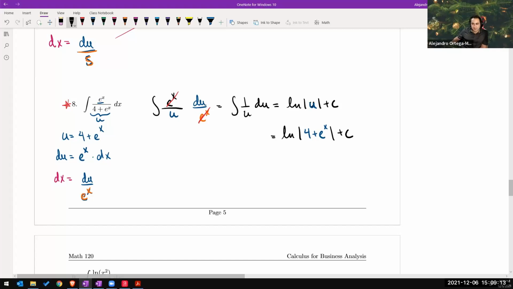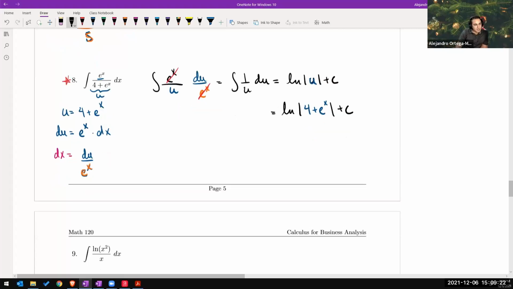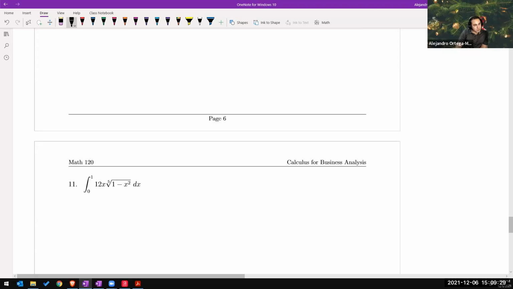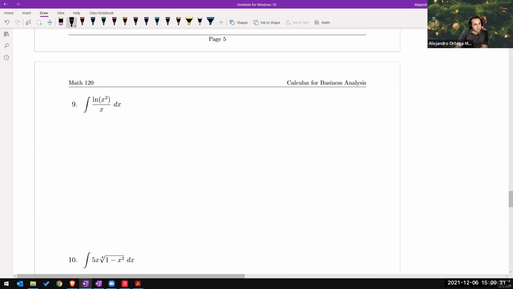Thoughts, comments here, guys? Okay. So let's continue on. Let's just do this one, and then we'll take a look at the definite integrals. So last indefinite integral, we have the integral of the ln of x squared all over x.